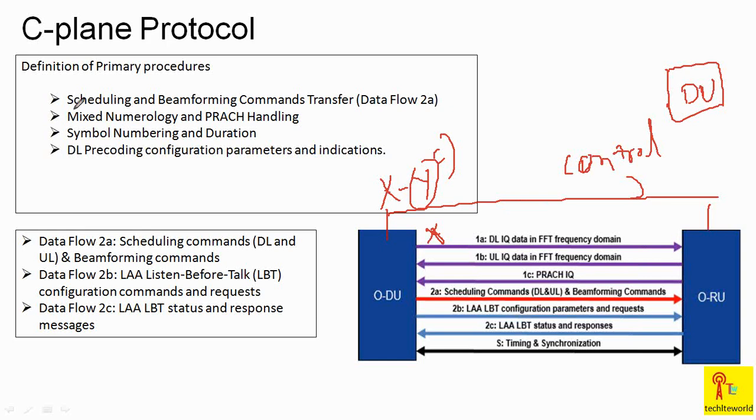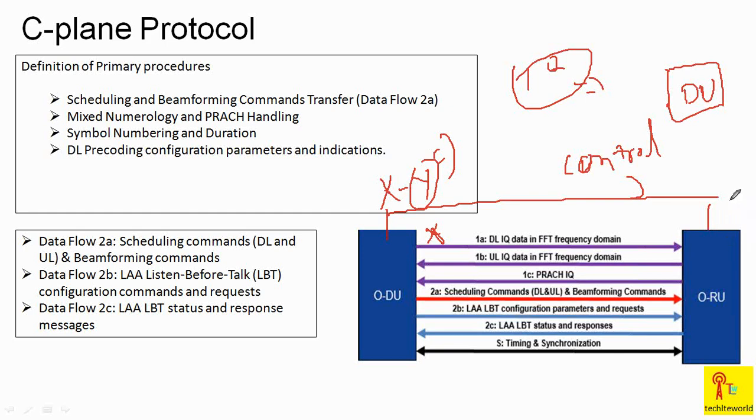So first, if we are talking about scheduling and beamforming command transfer, when DU sends data for O-RU, there is a lot of data combined together for different UEs that are served by that particular cell site. DU should send some beamforming command. If O-RU is capable of beamforming or multi-user MIMO, massive MIMO, all those instructions should be sent by DU before the actual frequency domain data. That frequency domain data is IQ sample, IQ data. So before sending actual user IQ data, DU should send the control plane data for beamforming or scheduling information.